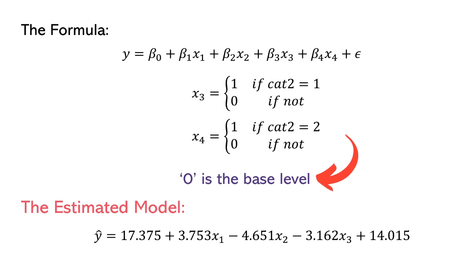The formula will have the form like this, where x3 equals 1 if cat2 equals 1 and 0 if not, and x4 will equal 1 if cat2 equals 2 and 0 if not. In this case, the value 0 from cat2 is the base level, and the estimated model will be something like this.